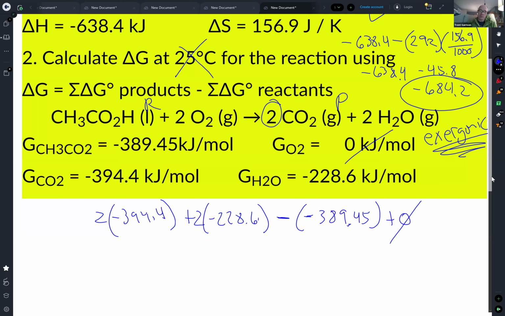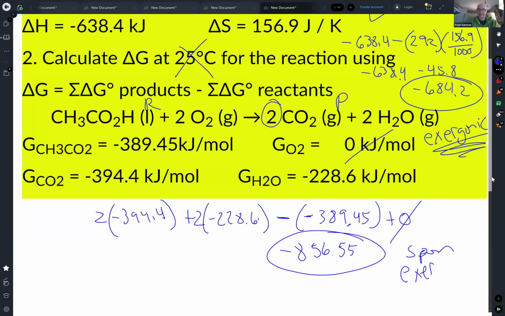So now we just distribute those 2's and add them together. So 394.4 times 2, and that's a negative, minus 2 times 228.6, plus 389.45. And what we get is negative 856.55. And again, our answer here is going to be spontaneous, and it is going to be exergonic.